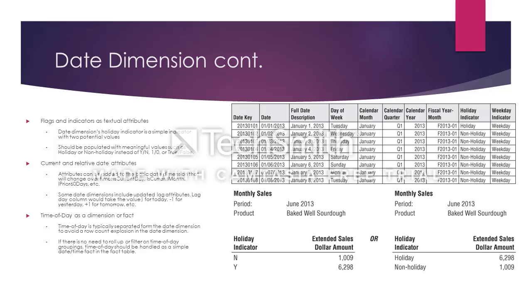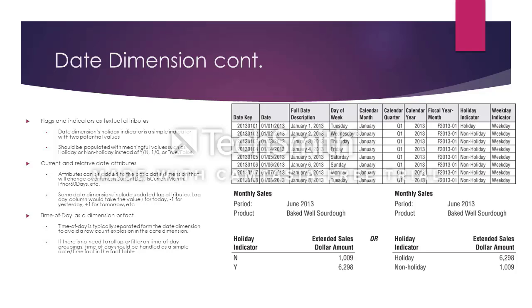This can be used to create reports to compare the sales for the business on the different days of the week. For reporting purposes, the year-month column is useful for a column header, and using a quarter number would be useful. This example shows the sample rows containing several date dimension columns. As you can see, we have our date key, date, full date description, day of the week, as mentioned earlier, our calendar month, quarter, year, fiscal year by month, if we have any holidays, and the weekday indicator.